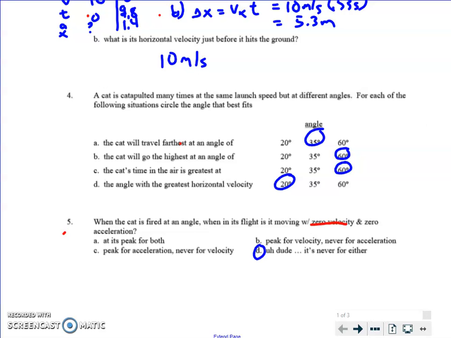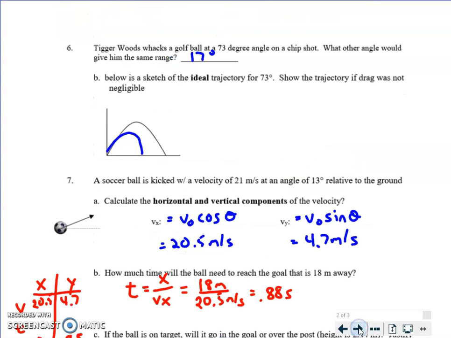So a lot of you thought that at the peak it stops moving, and you were thinking vertical, but it's still moving horizontally. And it always has acceleration because it's always in free fall. Horizontally, it doesn't have acceleration, but vertically it does. So you have to be careful there.